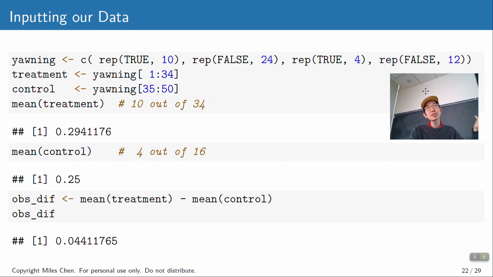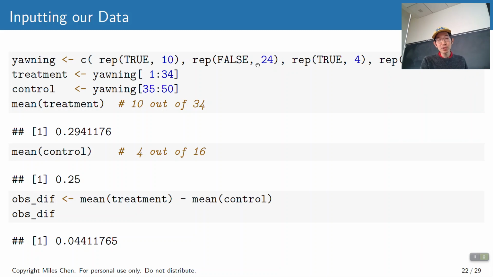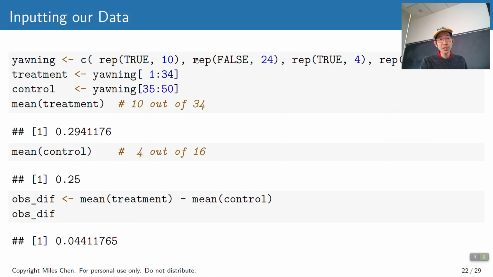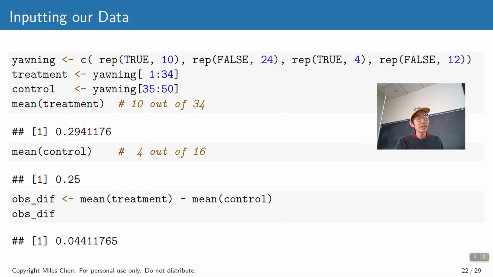So if the null hypothesis were true, there's 50 people total, 14 of these people are destined to yawn. So I'm going to start by creating this logical vector called yawning. This logical vector contains 50 values, okay? 14 of those values are true, and 36 of those values are false. So you can see I've got 10 true, 24 false, 4 true, and 12 false, for a total of 14 true values and 36 false.